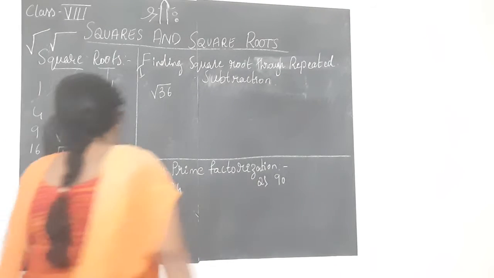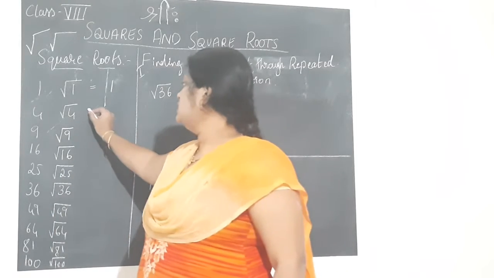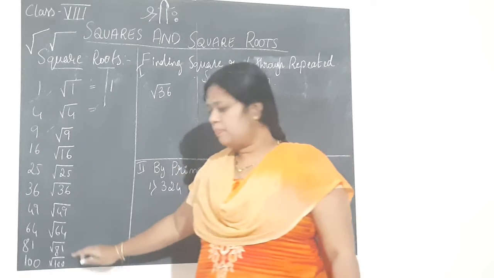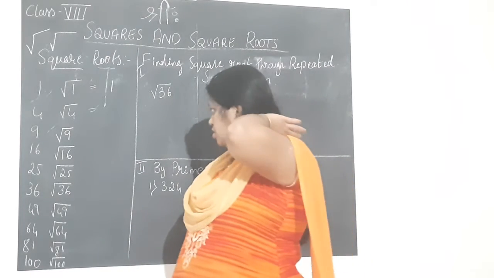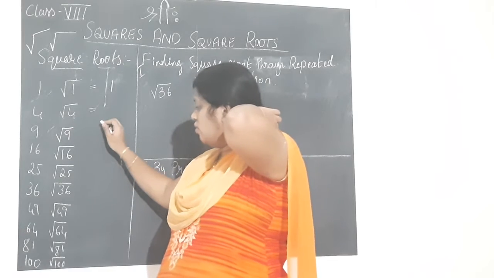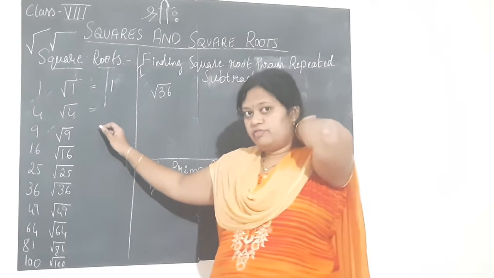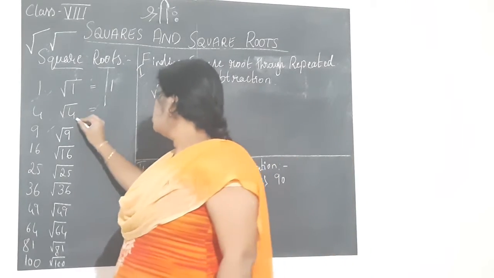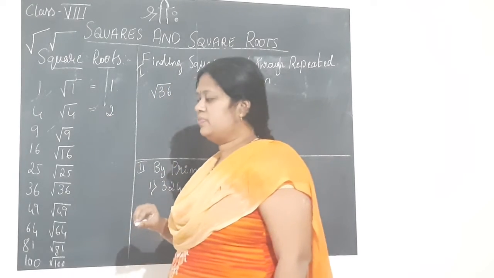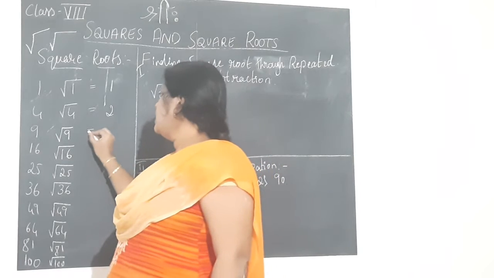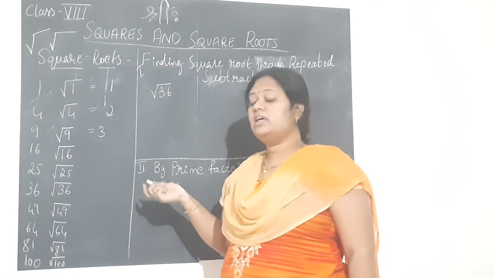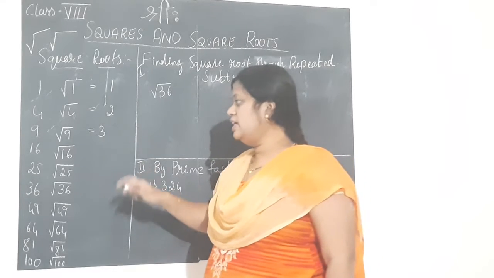Now children, how to find the square root of a number: if the numbers inside the root are perfect squares, then you should remove their square roots. Now 4 is the perfect square of 2, isn't it? That is, 2 square is 4. So square root of 4 is 2. Square root of 9 is 3. Why? Because we get 9 by multiplying the same number twice, that is, multiplying 3 twice.